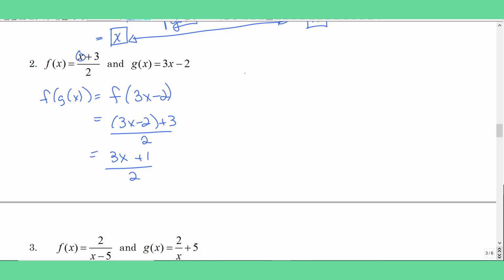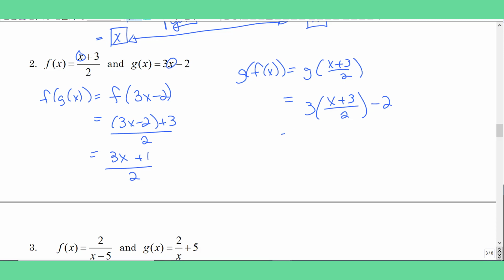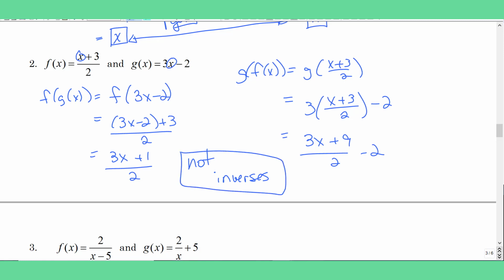But just in case you started out the other way and did this, I'd have g of x plus 3 divided by 2. So that would be 3 times x plus 3 divided by 2, minus 2. Would I have gotten anything different? Well, I got a different answer, but it wasn't x. So these are not inverses. Again, you could have stopped here and made that conclusion because you didn't get x.